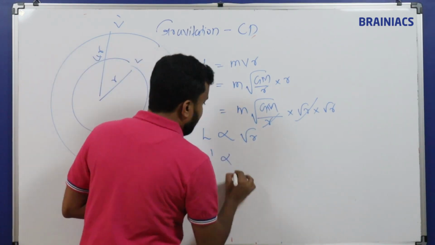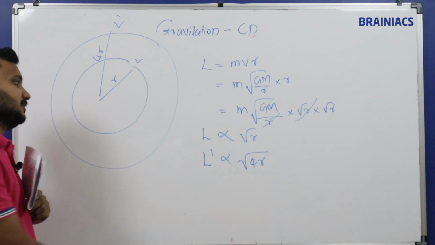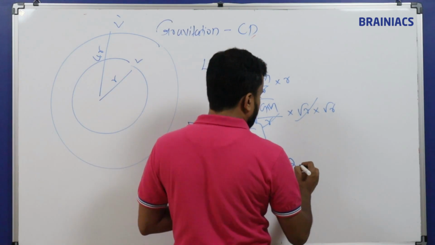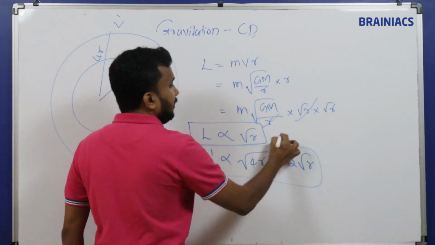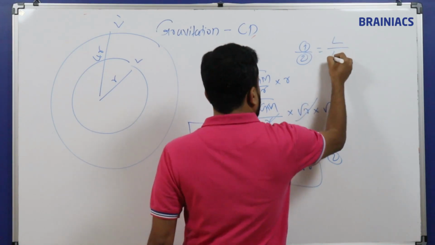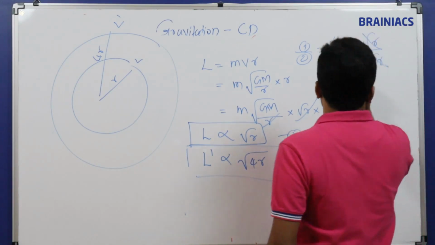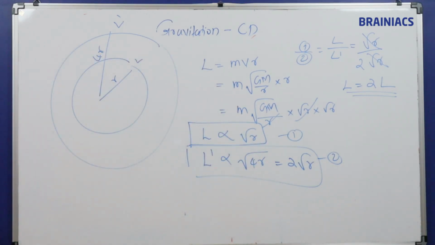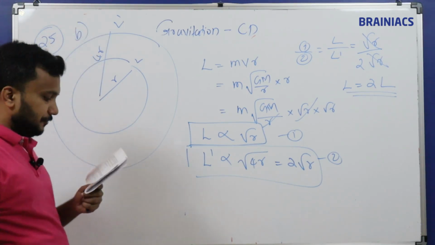So the new angular momentum L dash is proportional to root of the new radius. It becomes 4r. This is important. So L dash becomes 2 root r. So now we have two formulas, equation number 1 and equation number 2. We divide equation 1 by equation 2, which becomes L by L dash is equal to root r divided by 2 root r. Root r cancels. L dash is equal to 2 times L. So this is our 25th question. Answer is B.